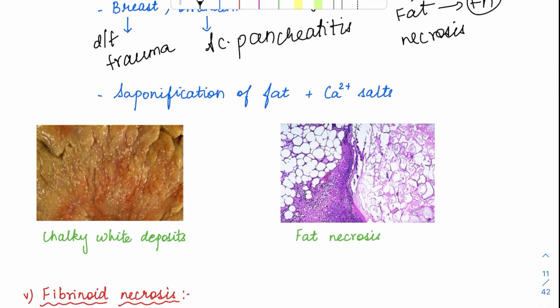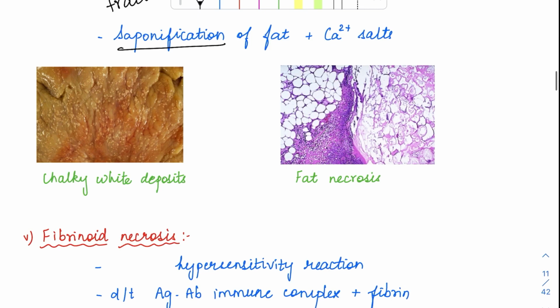And grossly, this fatty acid is going to accumulate calcium. It attracts calcium, and there will be saponification of this fat. So grossly, this is the fat tissue which is appearing yellow, and in that you are seeing these small white dots, right? These look like chalky white deposits. So this represents the fat necrosis.